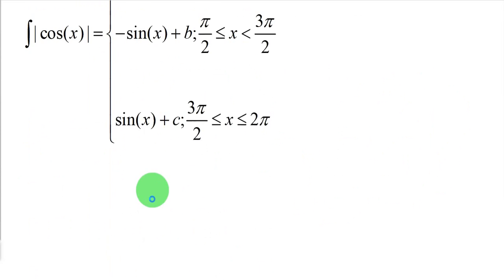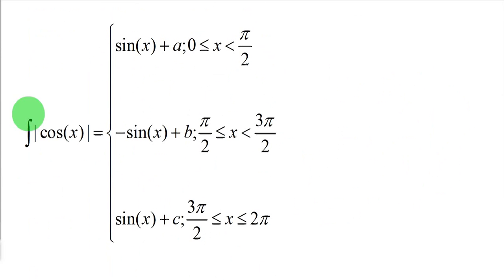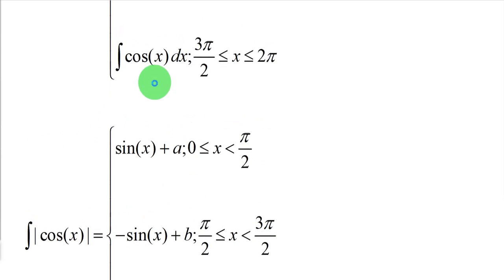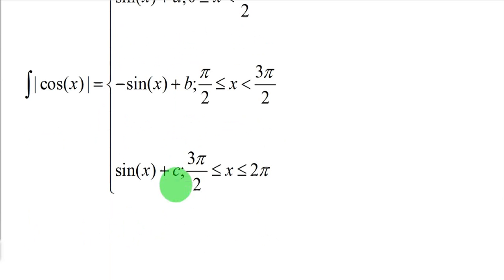So that's actually it. When we take the antiderivative of the absolute value of cosine of x, we get sine of x plus a, or plus c, or whatever constant, for your first interval from 0 to pi over 2. Antiderivative of the middle piece would be negative sine plus b, or plus any constant, from pi over 2 to 3 pi over 2. And finally, the antiderivative of the third piece, which was cosine again, goes back to sine of x plus c from 3 pi over 2 to 2 pi.